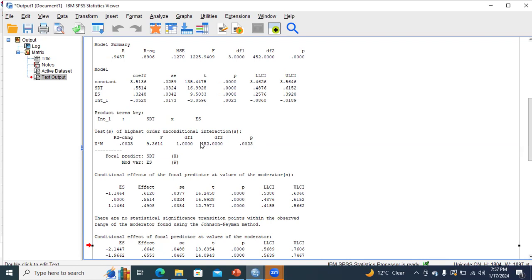If the p value of this table is less than 0.05, it means the R square has significantly changed by including the interaction term. But if this value is greater than 0.05, it means that the inclusion of your moderating variable may not have benefited the model. So in our case, as the p value is less than 0.05, we can conclude over here that the moderation impact is beneficial for our model because it has increased the R square, because there is a positive change.